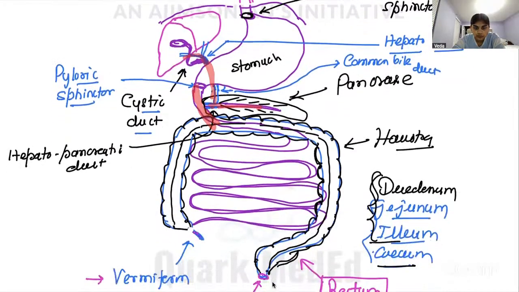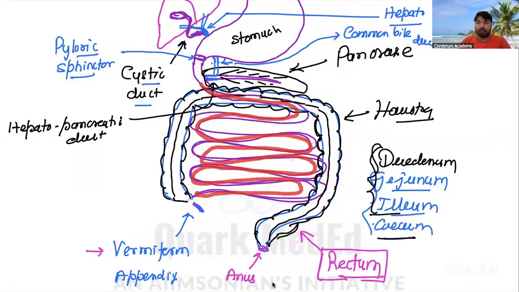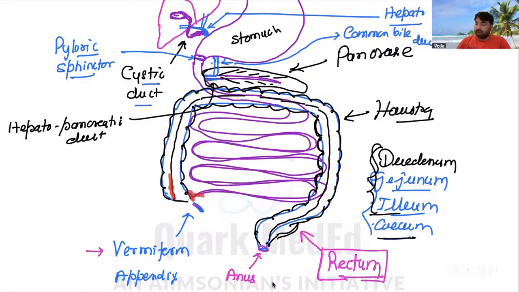Then we have this part, duodenum, jejunum, and ileum. These are the three parts of the small intestine. Then the small intestine is connected to the large intestine. The large intestine is called large because of its diameter. So it has a bigger diameter. Otherwise, if we talk about length, the small intestine is much longer. It is 7 to 7.5 meters long, and the large intestine is only 1.5 meters long.